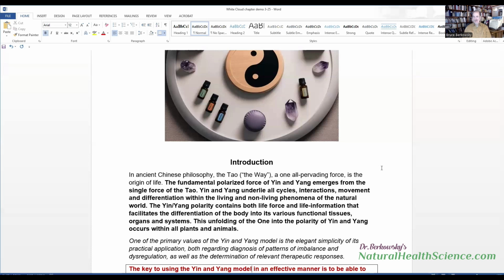So yin and yang underlies all cycles, interactions, and movement and differentiation within the living and non-living phenomena of the natural world. So first you have this one all-pervading force, which is the Tao or the Wei or the One. And this is the origin of life as this one all-pervading force. We can call this spirit, if you like. And from spirit emerges two forces. So from one emerges two, and this is yin and yang.